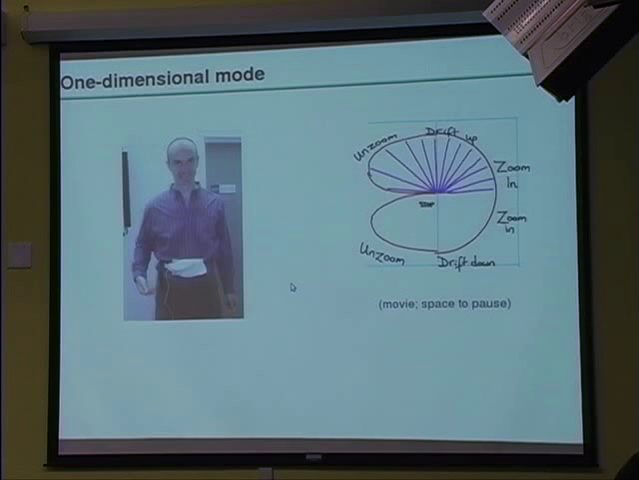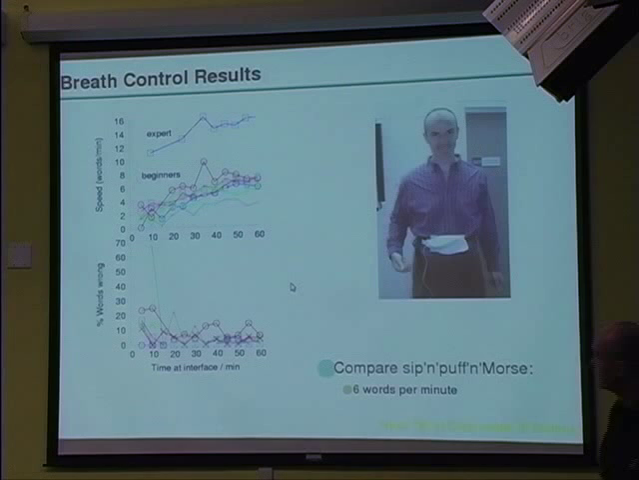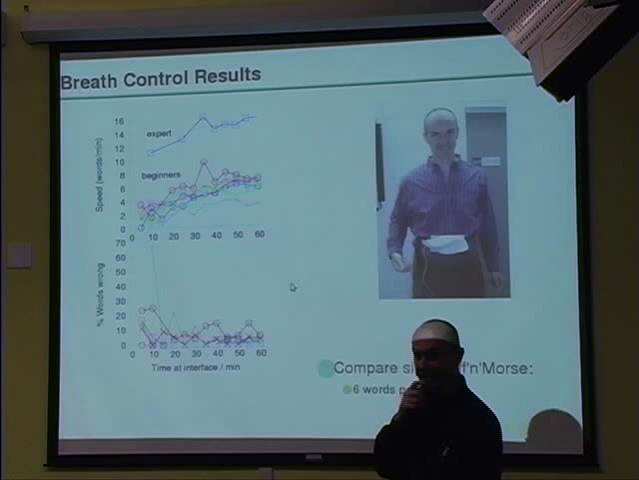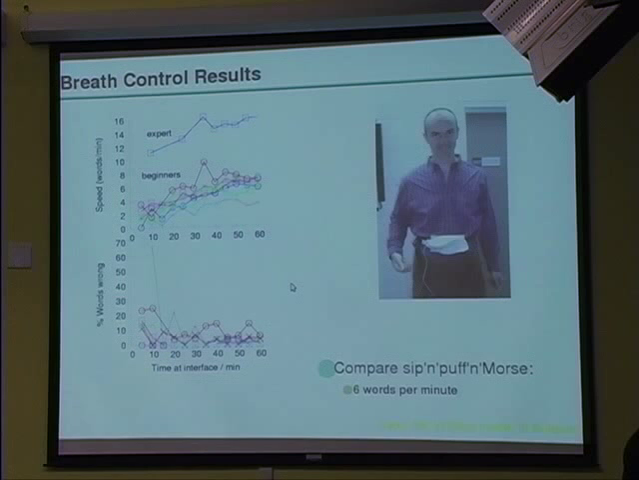And the writing speed with this particular piece of hardware, some beginners struggled and started out at 2 words per minute and got up to about 6 words per minute. And meanwhile, an expert, no prizes for guessing who, started out at 11 words per minute and got up to 15 words per minute after an hour of practice with this new device.